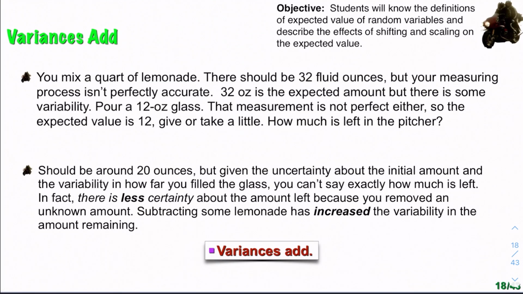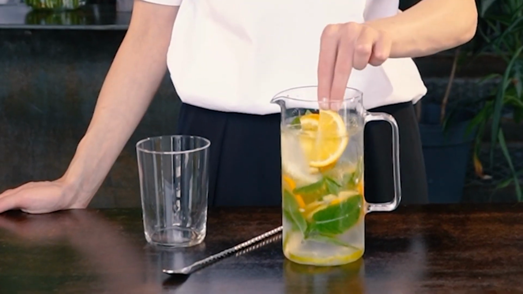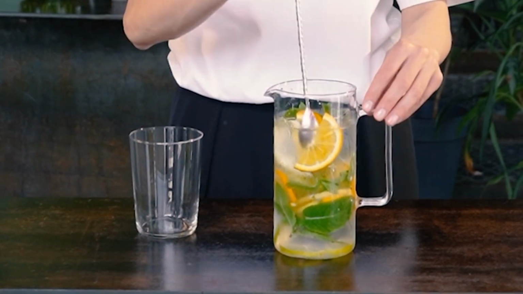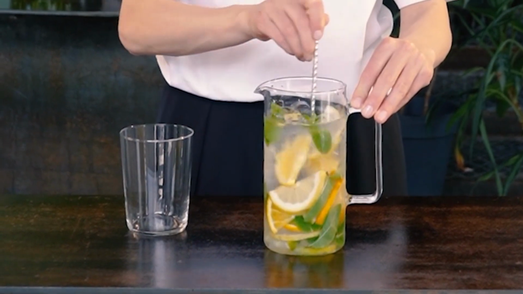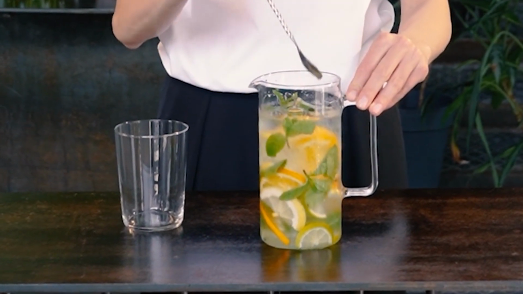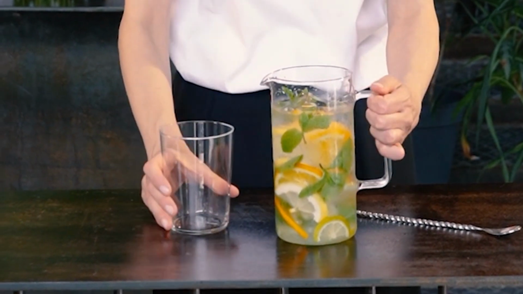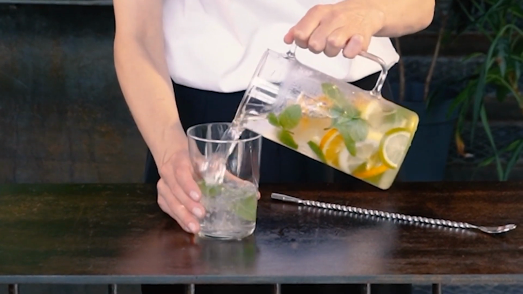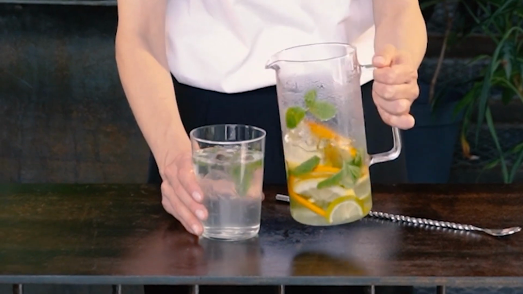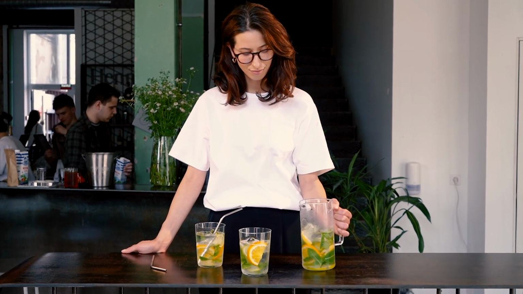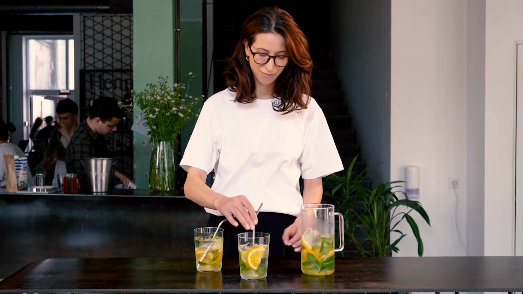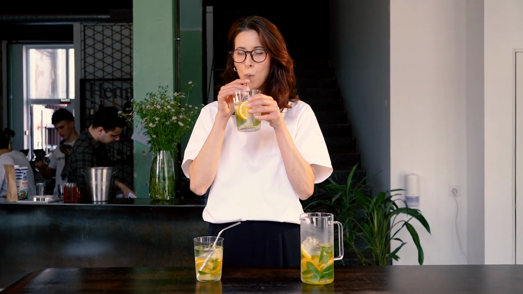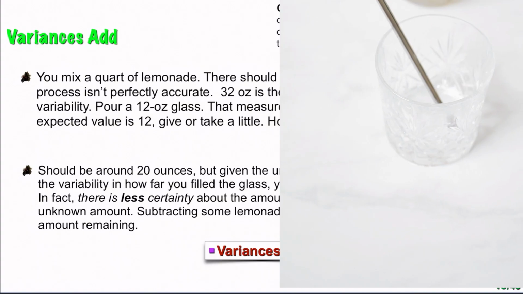So last example, last two slides really, and then we'll call this video. So let's say you mix a quart of lemonade. There should be 32 fluid ounces, but your measuring process isn't perfectly accurate. 32 ounces is the expected amount, but there is some variability, right? And now take that pitcher of lemonade and pour a 12-ounce glass. Now that measurement isn't perfect either, so the expected value is 12 ounces, give or take a little, right? There's a little fluctuation. How much is left in the pitcher?